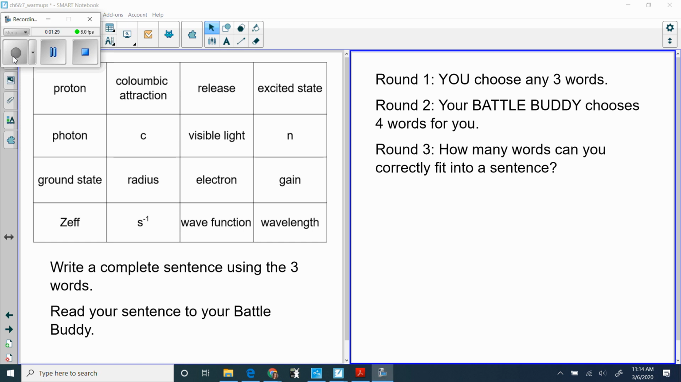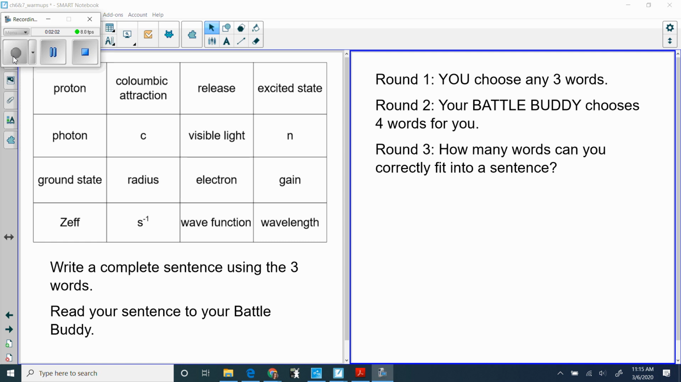One more. s^-1, lowercase c, and wavelength. Look it up. You're going to have to turn the page in your notes. Good job. c is a constant. What is it? 3.0 times 10 to the 8th. Good. Speed of light, meters per second.